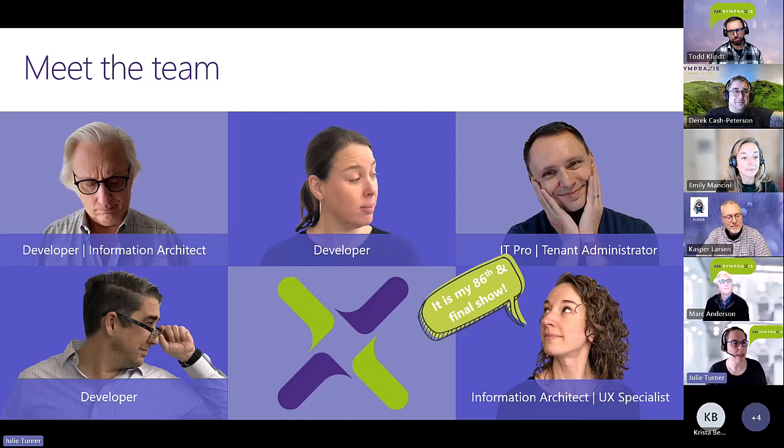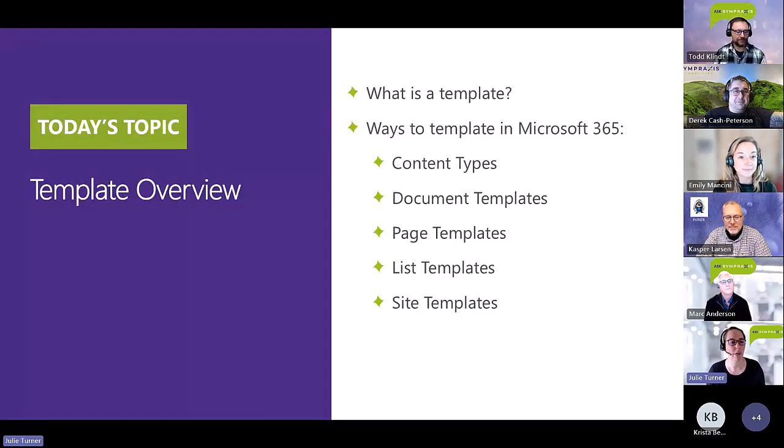And so let's move on to today's topic, which is template overview. We're calling this a template overview because we want to talk through all the things we think of as a Sympraxis team about templating. We're going to start off with what a template is, and then get a high-level overview of all the things we think of as templatey in the Microsoft 365 ecosystem. So content types, document templates, page templates, list templates, site templates. We'll probably expand on this even a little bit more in future episodes, but we're going to do a light overview of everything today.